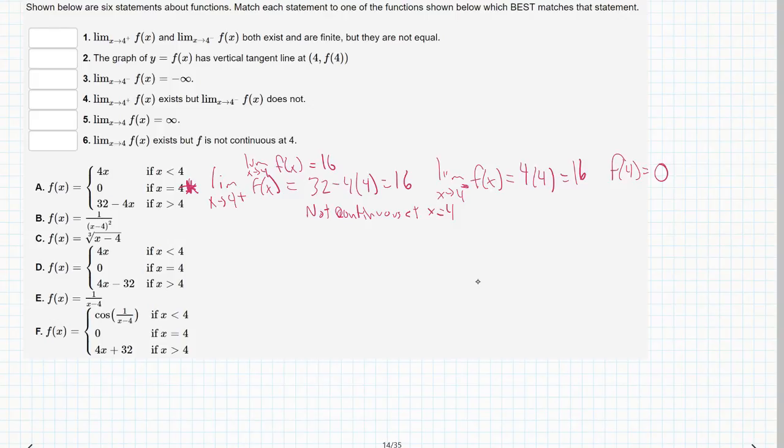Limit as x approaches 4 from the left of f of x equals infinity, nope, not the case, because we want it to be 16. Notice this says 4 from the left does not exist, so we're not that scenario. Limit as x approaches 4 of f of x equals infinity, not that scenario, so number 6 is A.